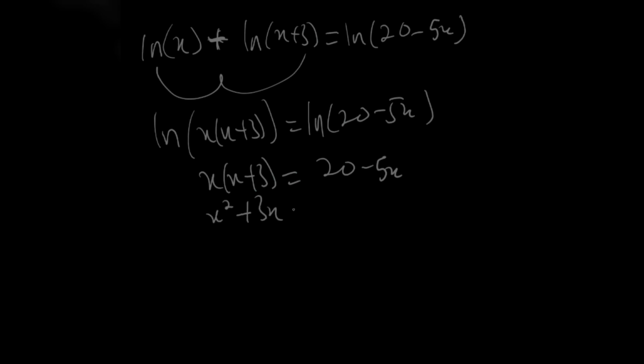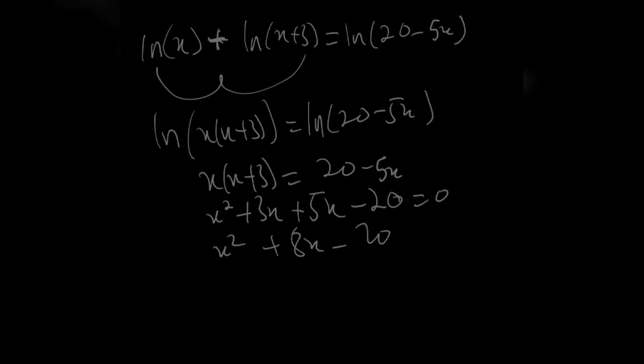We can expand this bracket, we get x squared plus 3x. Move the 5x to the other side, we get plus 5x. Then move the 20 also, we get minus 20. Okay, so we get x squared plus 8x minus 20 equals 0. Okay, so we solve this quadratic equation. So in this case, we want two factors of 20, which added we get positive 8, and which multiplied we get minus 20.